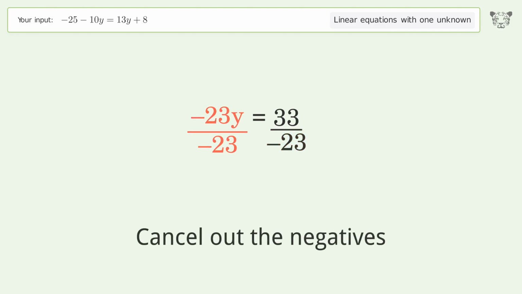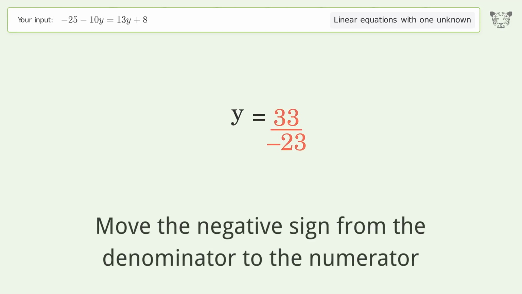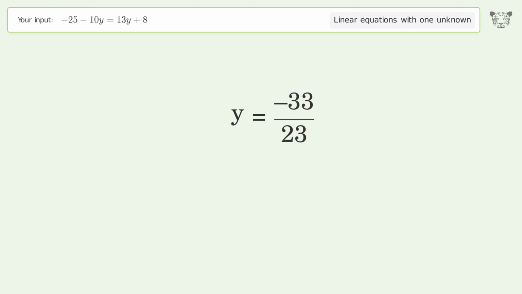Cancel out the negatives. Simplify the fraction. Move the negative sign from the denominator to the numerator. And so the final result is y equals -33/23.